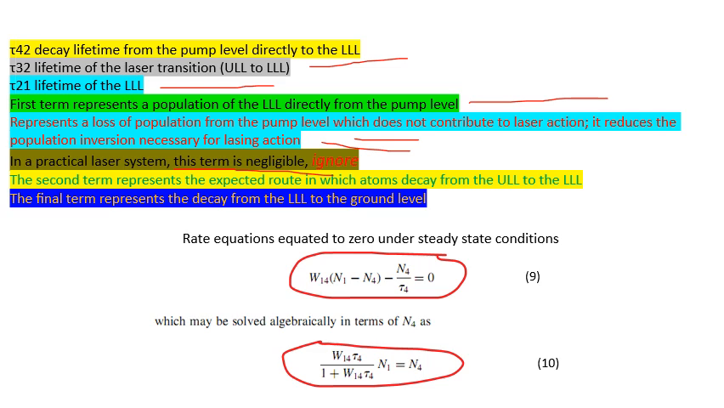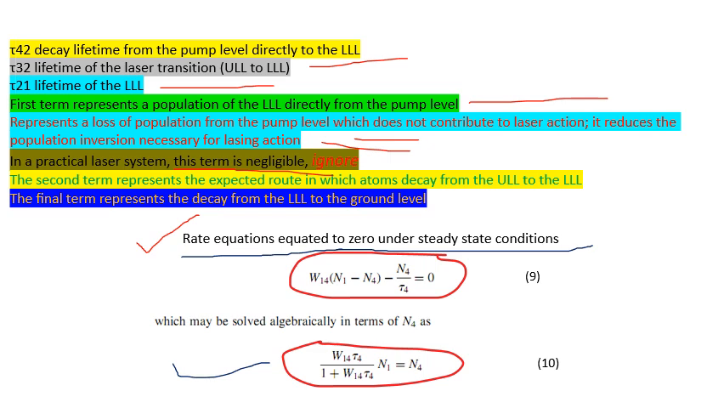Okay, so the rate equation is equated to zero under steady state condition. Depopulated, populated, depopulated, populated, depopulated, populated. So it's a steady state condition, so it's equating to zero. Then you further solve it algebraically and rearrange.